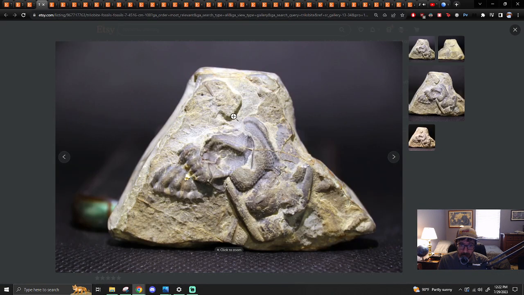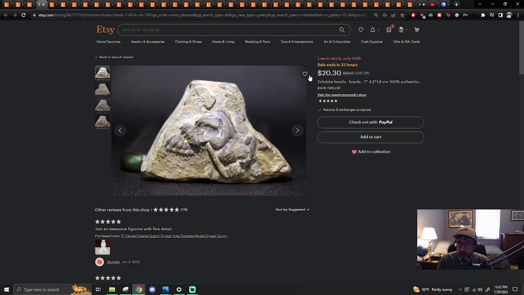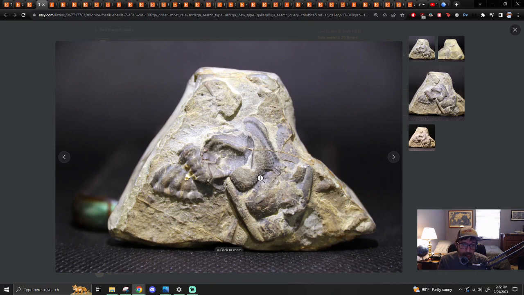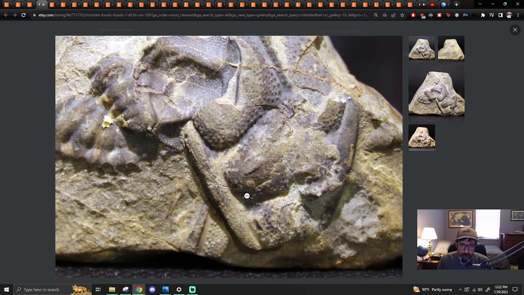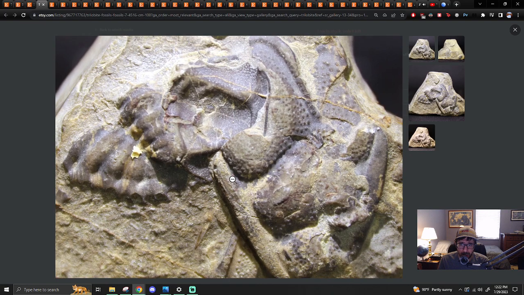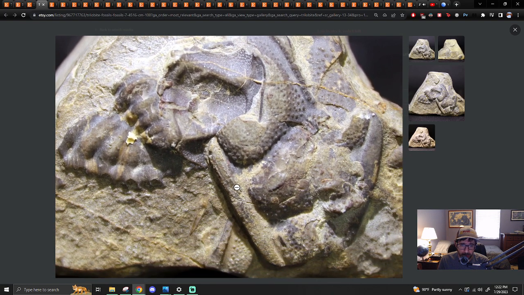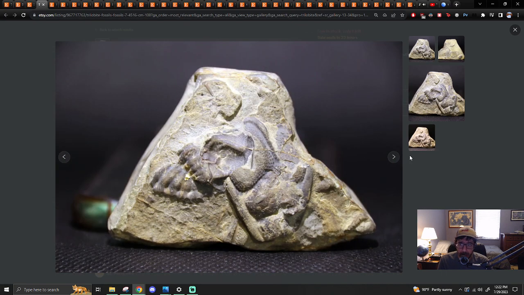This one's a little odd. I don't know what to make of it. Trilobite. I don't think they say where it's from. It seems to be like parts of a trilobite. I don't know what to make of this one, but that's that one.